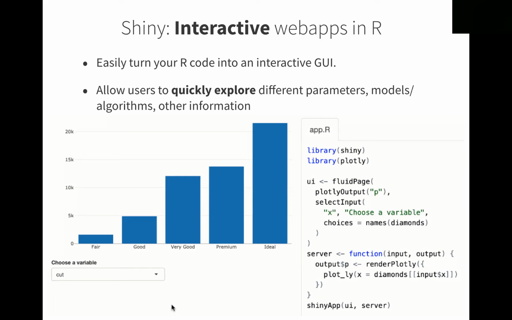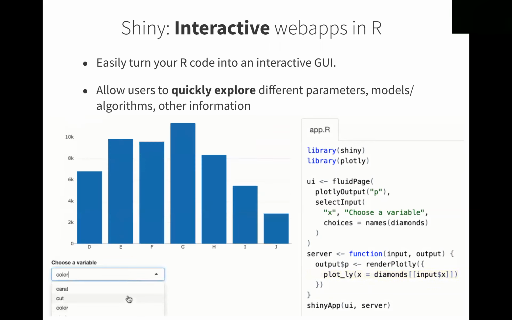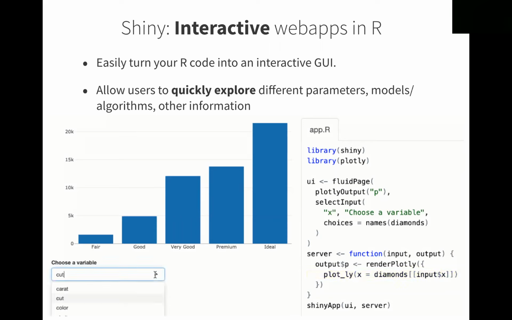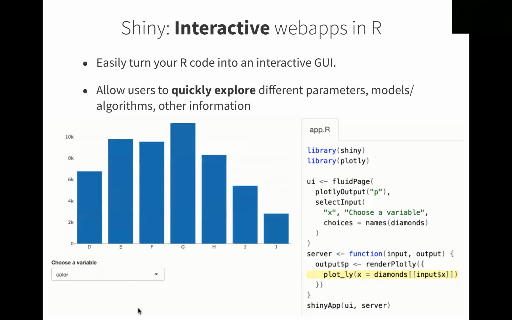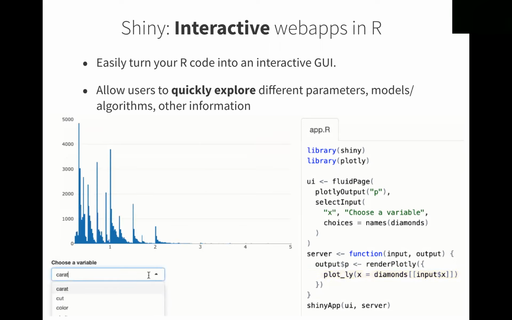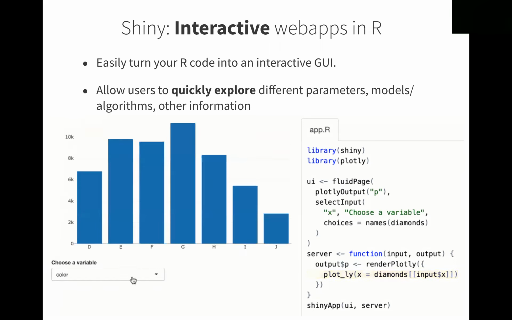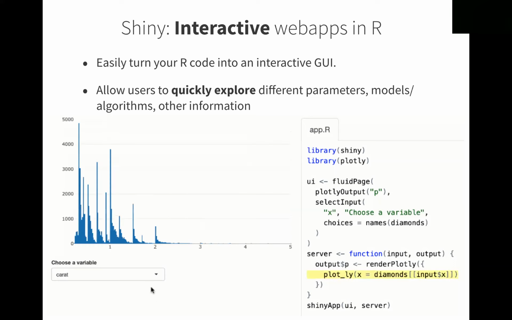I want to show you this real basic Shiny app here where I just have a drop-down where I can choose a different variable from the Diamonds data set. Every time I change this drop-down value, a new bar chart or histogram is displayed in the Shiny app. On the left-hand side is the actual Shiny app, and on the right-hand side is the code for the Shiny app.